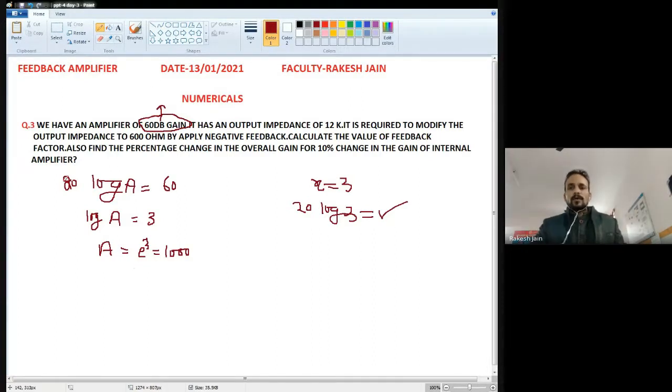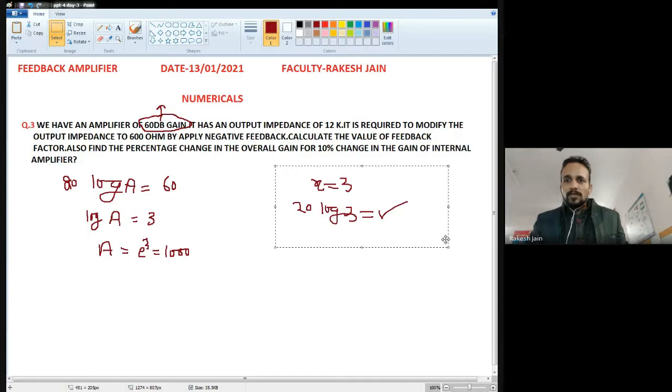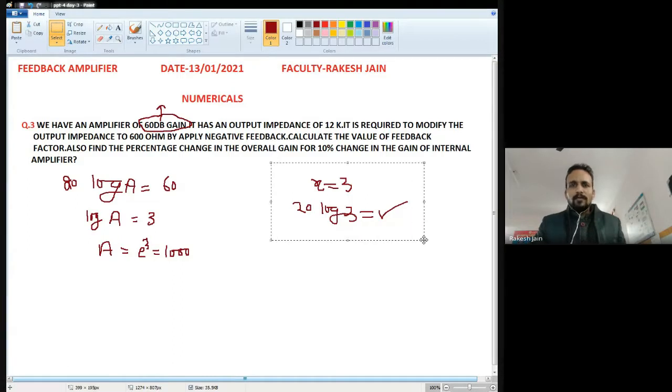Okay. So this value you can find easily from the calculator: the exponent 3 value is 1000. If you have any queries, you will ask me after the completion of this lecture. At the last moment I will ask you for any queries, then you will tell me. Okay, now after this we find out this A value.